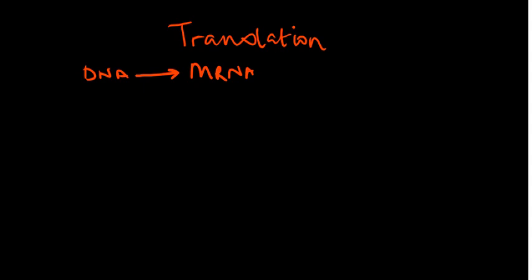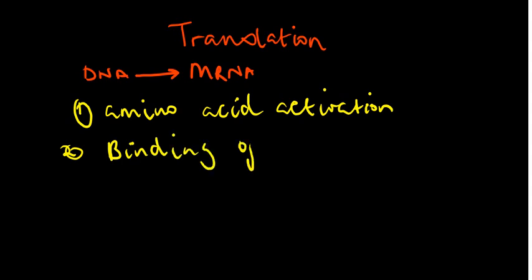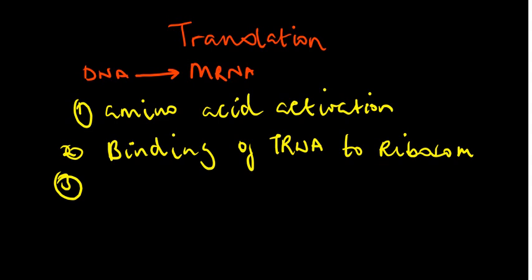So the main steps involved in translation may be summarized under some of the following that I'm going to mention right here. We have one, the amino acid activation. Okay, the second one is where we have binding of the tRNA to the ribosome. The third one that we have is polypeptide chain initiation.